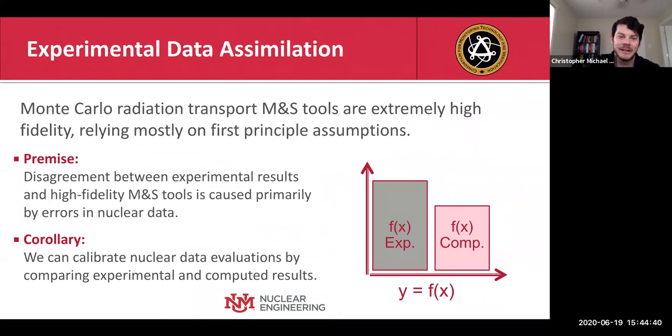Data assimilation. The premise behind data assimilation, the fundamental theory of TSUNAMI, is that we use a really high fidelity code, like continuous energy KENO or MCNP or Serpent. We use this high fidelity code that uses continuous energy cross sections, and we simulate some sort of system, we get a reference value. We also have a reference value from the experiment that we measured, right? There's a gap between the calculated result and the measured result. That gap is known as the bias. It's the computational bias. It's basically a measure of how off the code is.